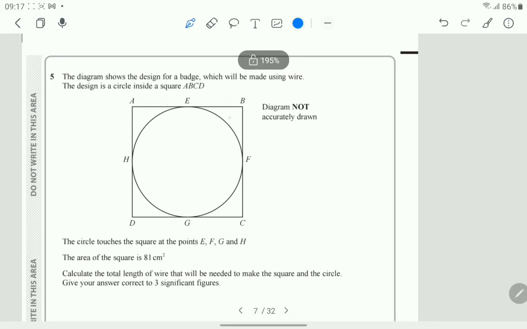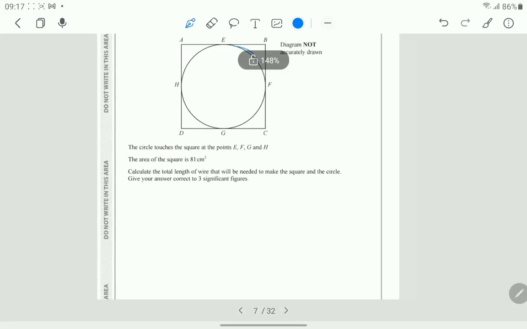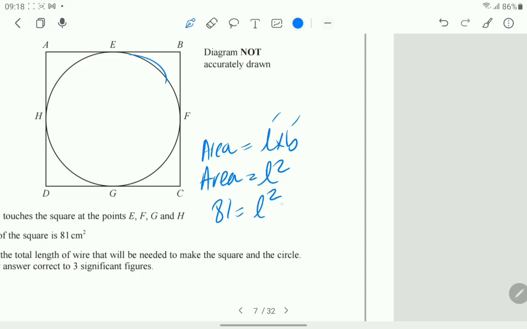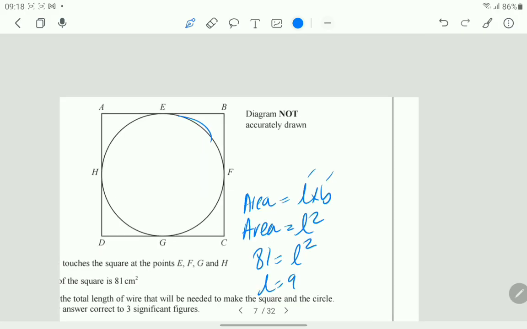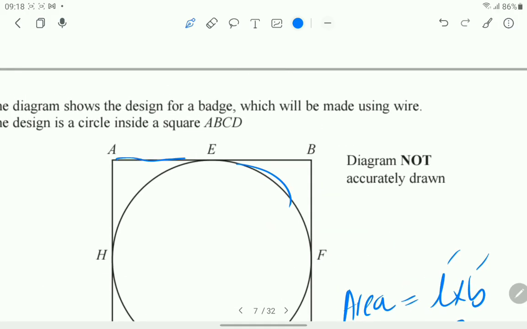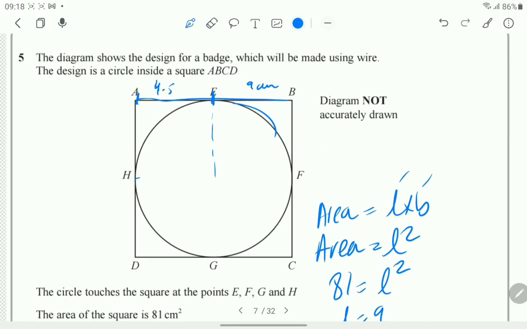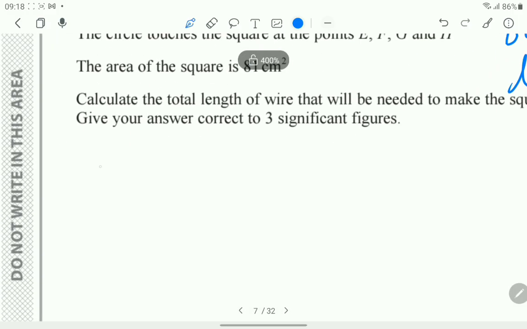So the tricky part here is getting the circumference of the square, but the area, as we know, is length into breadth, and since it is a square, these two are equal. So area would be L square. So 81 equals L square, so L would be effectively 9. So now that we know that this side is 9 centimeter, half of this side would be 4.5 centimeter, and this is also the radius of this circle if we cut it in half.